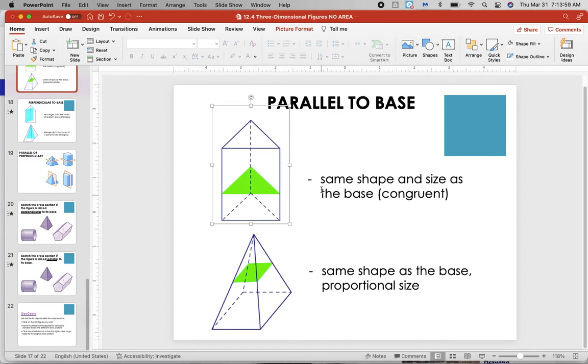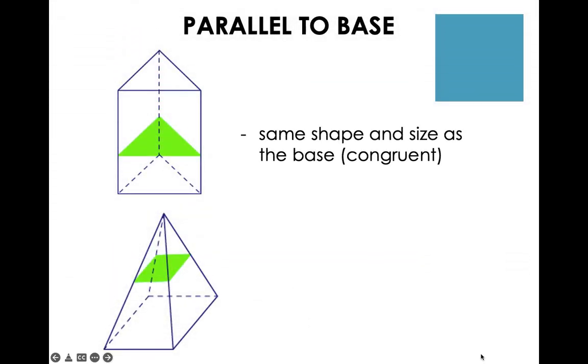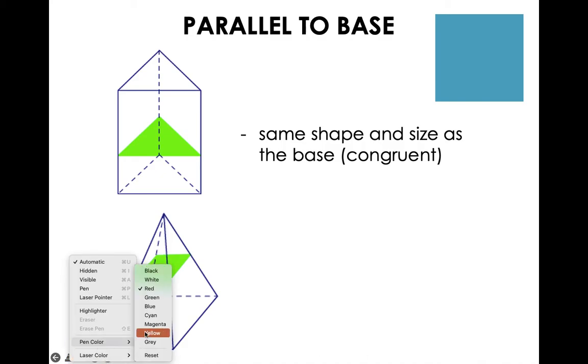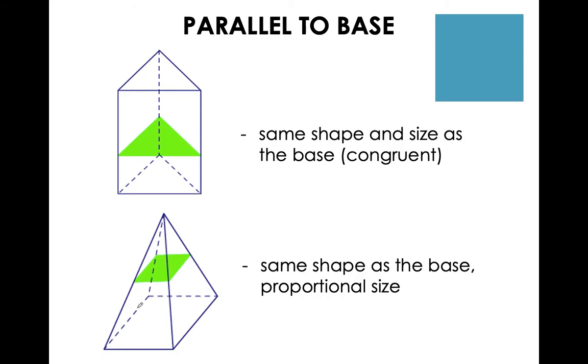So when we slice a prism or a pyramid parallel to its base, we are going to get, for the prism, a cross-section that is the same shape and the exact same size as the base of that prism. You can see it is highlighted in green there. That is the cross section if I slice parallel to the base. With the pyramid, however, it is a slightly different size. It gets smaller as we get closer to the top of the pyramid because it meets at a point. So you'll see it's the same shape as the base.